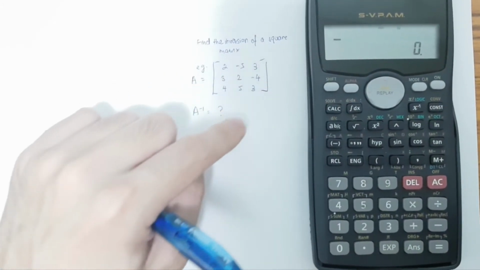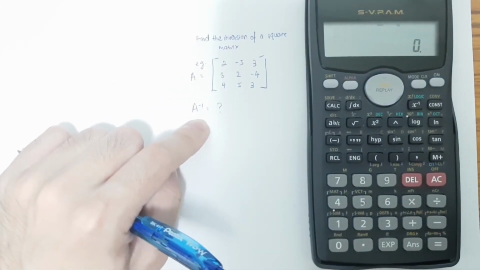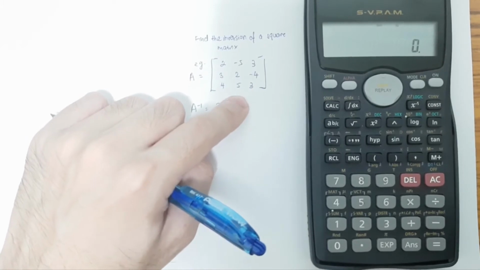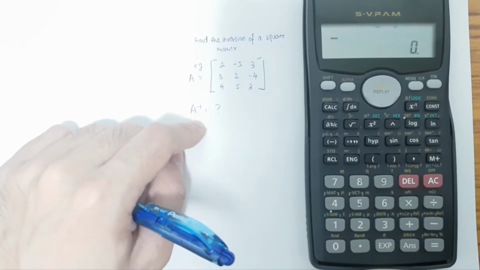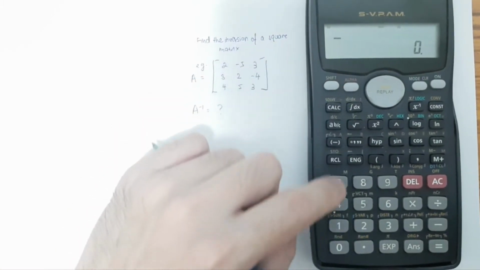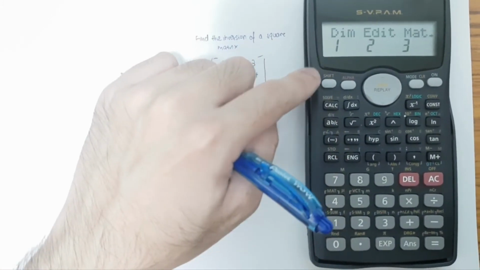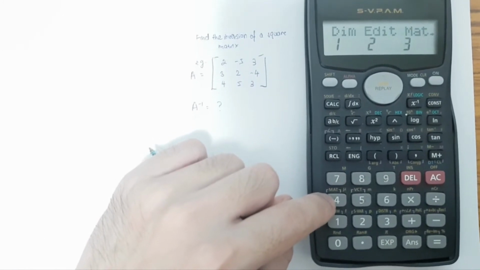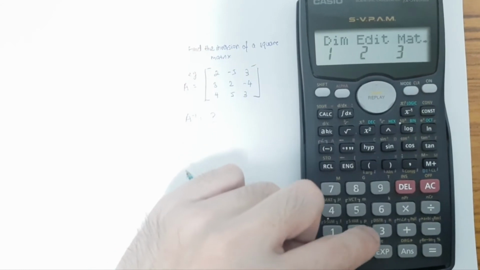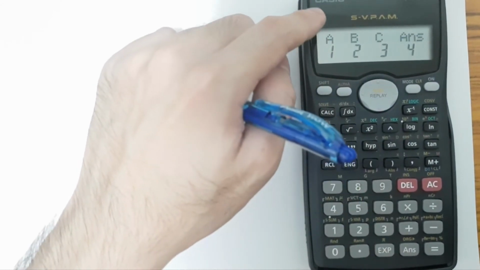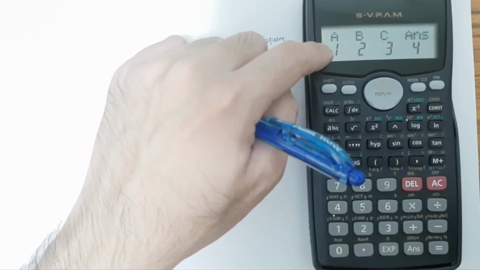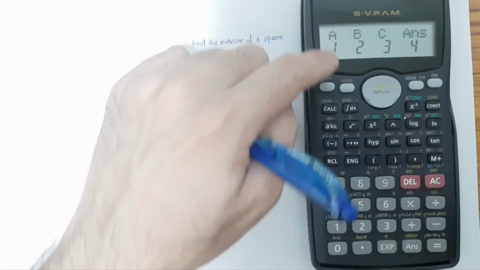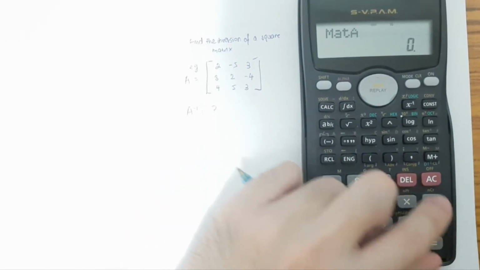So what do we do next? We want to find the inverse of this matrix. How do we do it? We first input the matrix. Just now we input the matrix as matrix A. So we press Shift, MAT, and then we go into this option. When we reach this option, we press 3, which represents the matrix. Because we keyed the matrix into matrix A, we press 1.